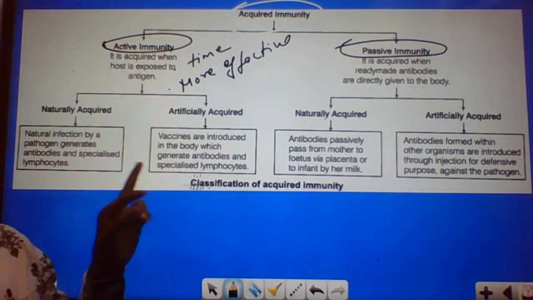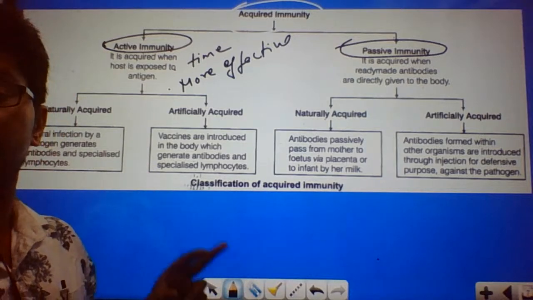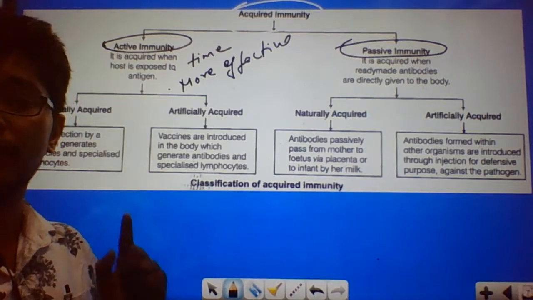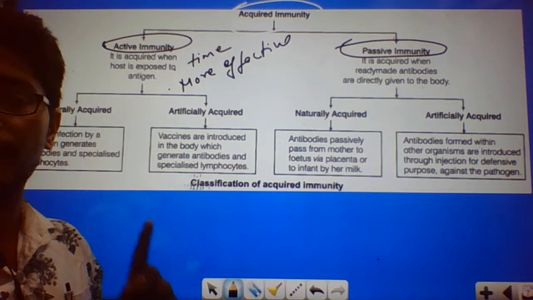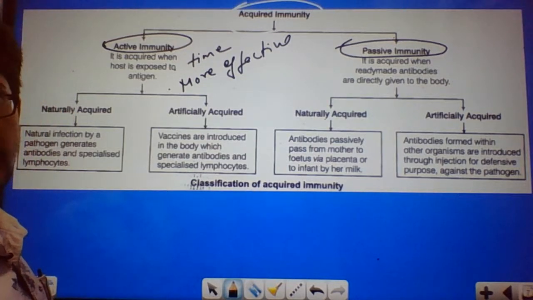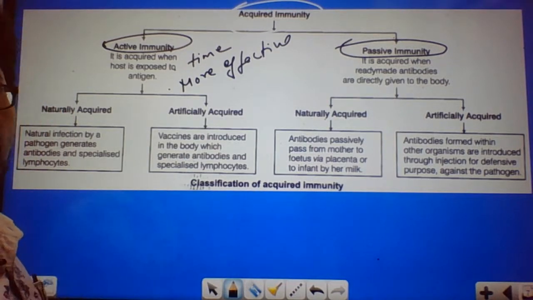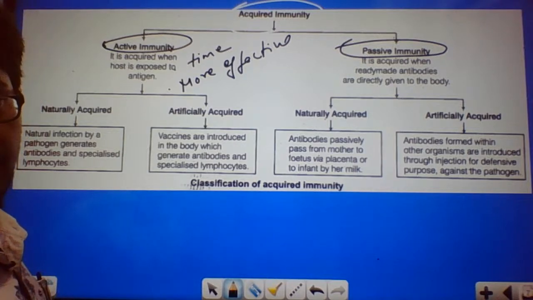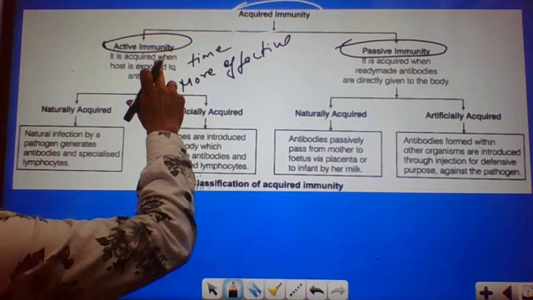So active immunity will definitely take more time to establish the immune response in your body. But once that particular immune response is established, it will be more effective and long-lasting, for many years in your body, or maybe lifelong immunity can be conferred. This is for active immunity.